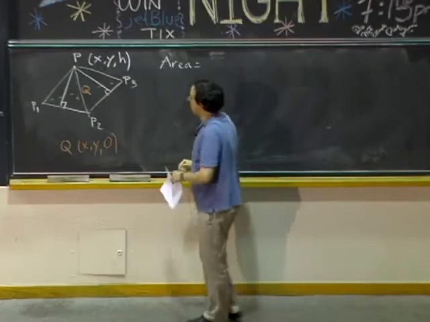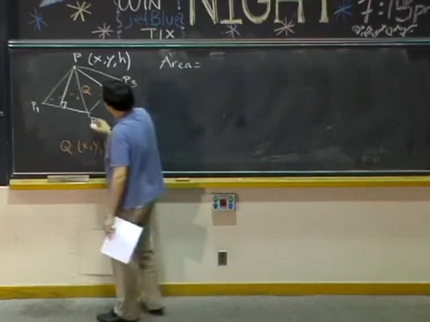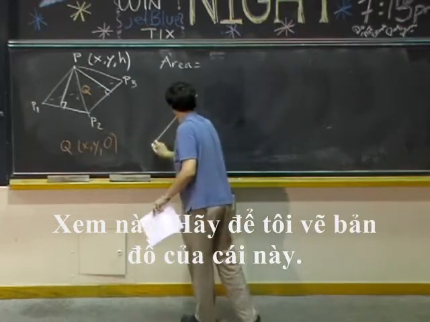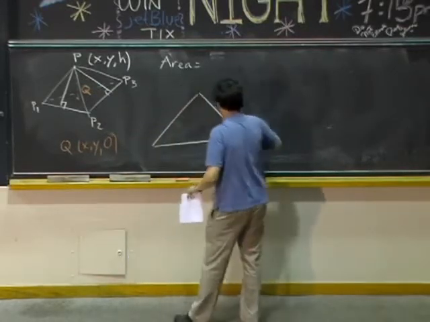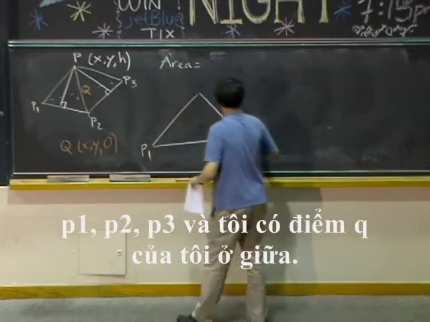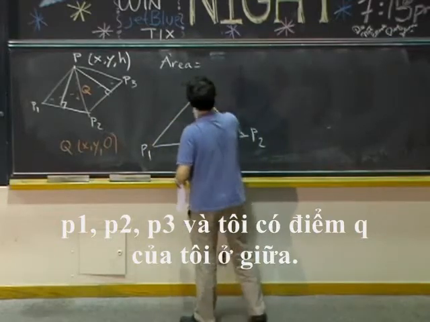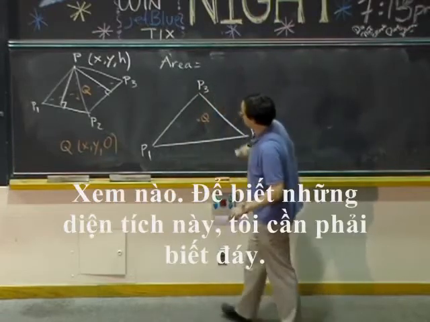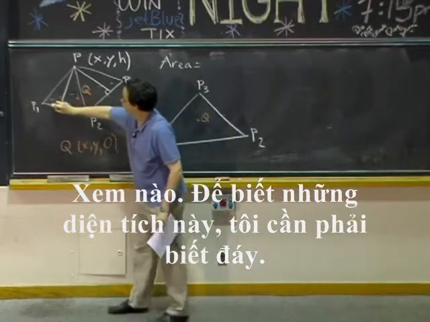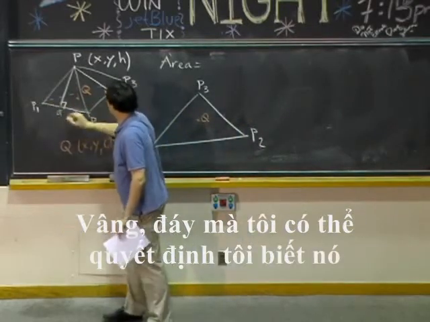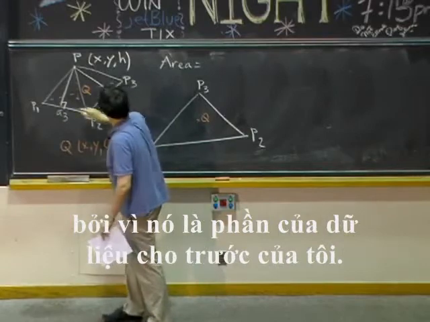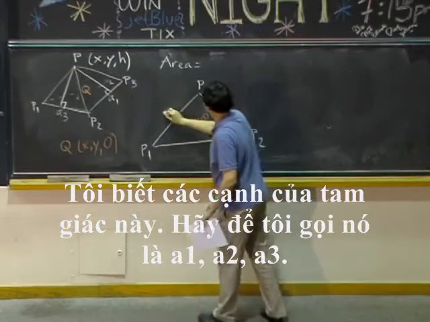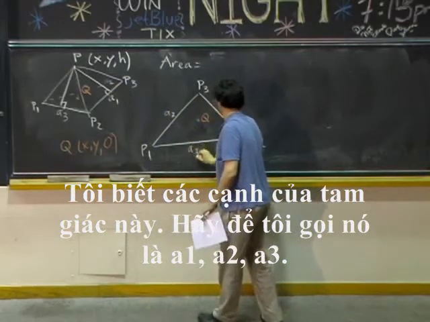Okay? So let's see. Let me draw a picture, actually. Let me draw a map of this thing, seen from above. So you have P1, P2, P3. I have my point Q in the middle. So let's see. To know these areas, I need to know the base. Well, the base, I can decide that I know it because it's part of my given data, right? I know the sides of this triangle. Let me call the lengths A1, A2, A3.